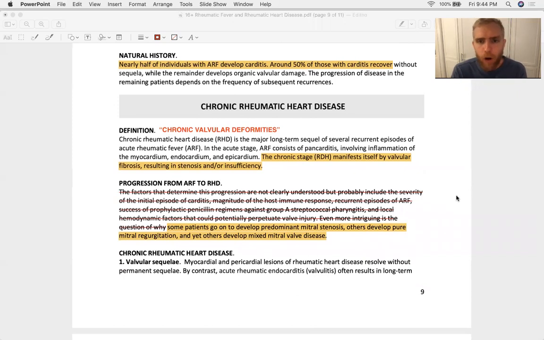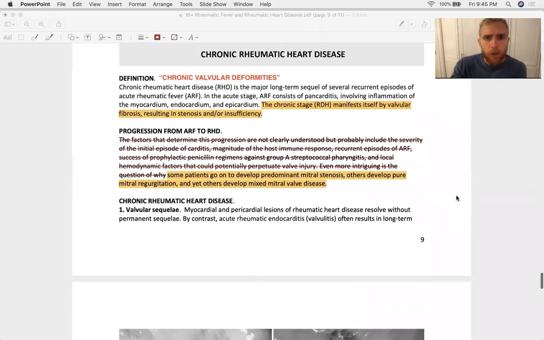So of everyone who gets carditis, about half recover, and then the other half go on to develop chronic rheumatic heart disease. And chronic rheumatic heart disease is characterized by valvular deformities. Could be a stenosis, could be a regurgitation, could be a little bit of both. Most commonly involving the mitral valve, sometimes involving the aortic valve. And we know that we're going to see growths on the heart, sort of pseudo-vegetations, and they're going to look like these smooth fusions of valve leaflets, as we've been looking at.